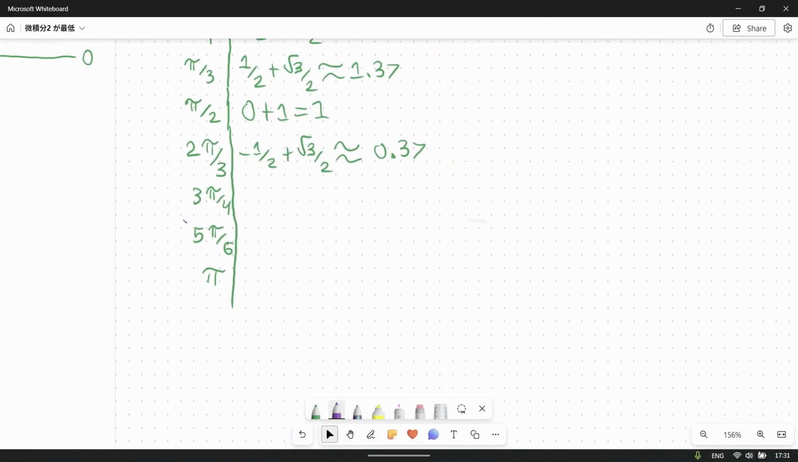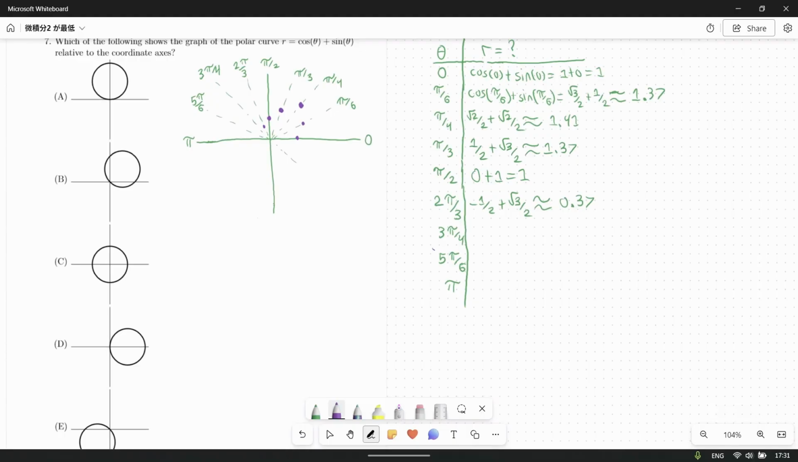And then moving on to the next point, we have 3 pi over 4. So we're going to be along this line, and that ends up being negative root 2 over 2 plus root 2 over 2, which is equal to 0. And since it's equal to 0, that's just going to be the origin. So we're going to end up with a dot right on the origin, like so.